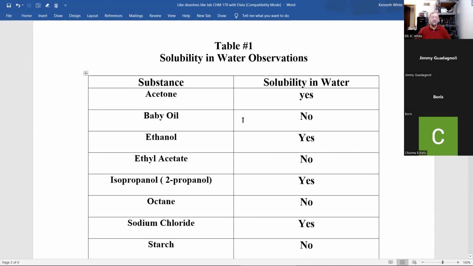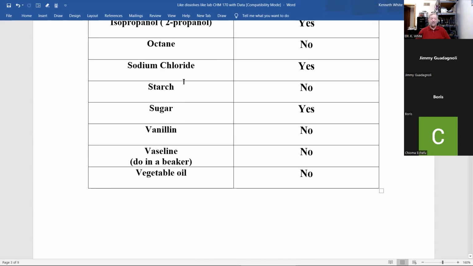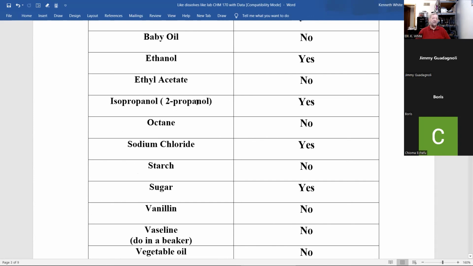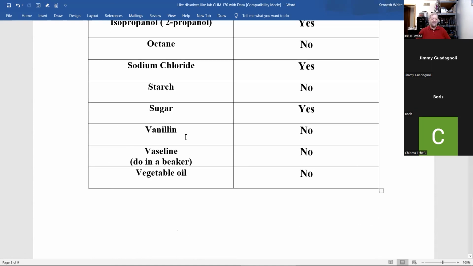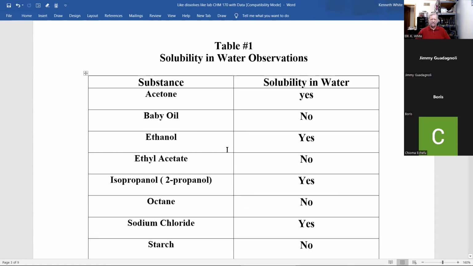And here are the substances. And if we were face to face, this is the data you get. And we use some interesting things. Acetone, you don't have to draw the structures on this table. Acetone, baby oil, ethanol, ethyl acetate, isopropanol, otherwise isopropyl alcohol or 2-propanol, octane, sodium chloride, salt, starch, sugar, vanillin, and Vaseline. I have you do this in a beaker because it's easier to clean out than a test tube, and vegetable oil. And this is in water.